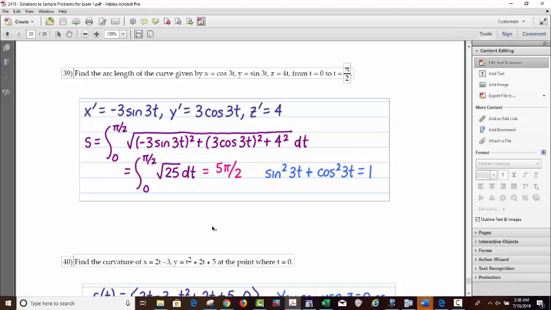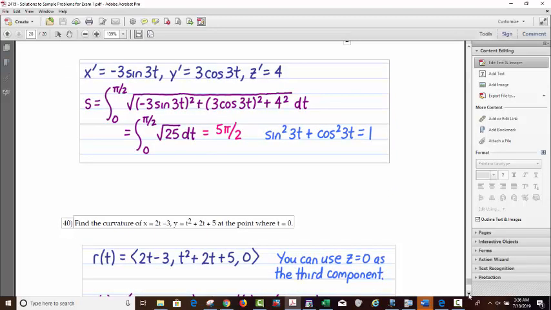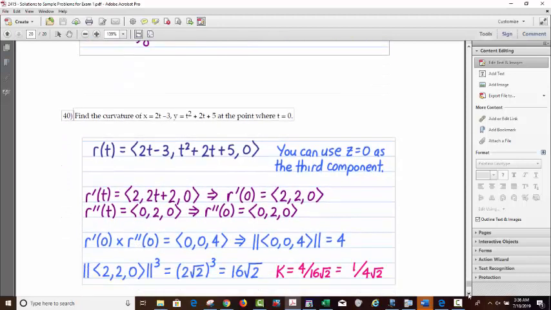But anyway, the catch on this one is you have 9 sine squared of 3t plus 9 cos squared of 3t. Sine squared of something plus cos squared of the same something equals 1. So that all turns into 9. The first two added together is 9, plus 4 squared, so 9 plus 16 is 25. Then you have the square root of 25, which is just 5. So the antiderivative of 5 dt is just 5t. Then put in pi over 2, put in 0, subtract, and you get 5 pi over 2. Like I said, it might not be quite that easy on a test problem, but you can just numerically integrate.